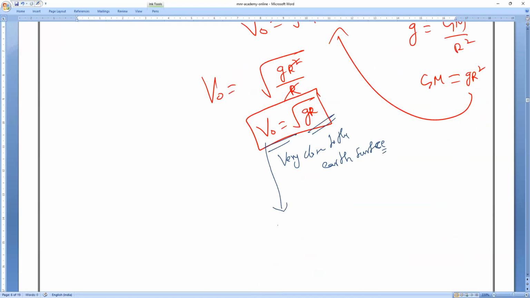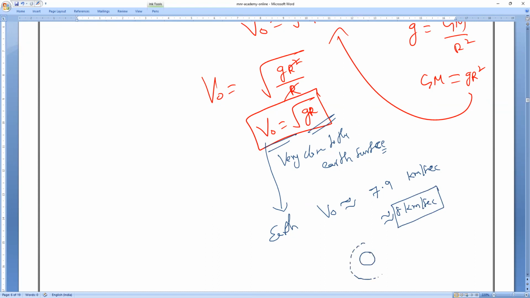And you know, for the earth, the orbital velocity is approximately 7.9 kilometer per second, which is about 8 kilometer per second. That is what I said. At 8 kilometers per second, the satellites will revolve around the earth in what path? Elliptical path or circular path? Everybody? All of you. Point number 2, circular path.